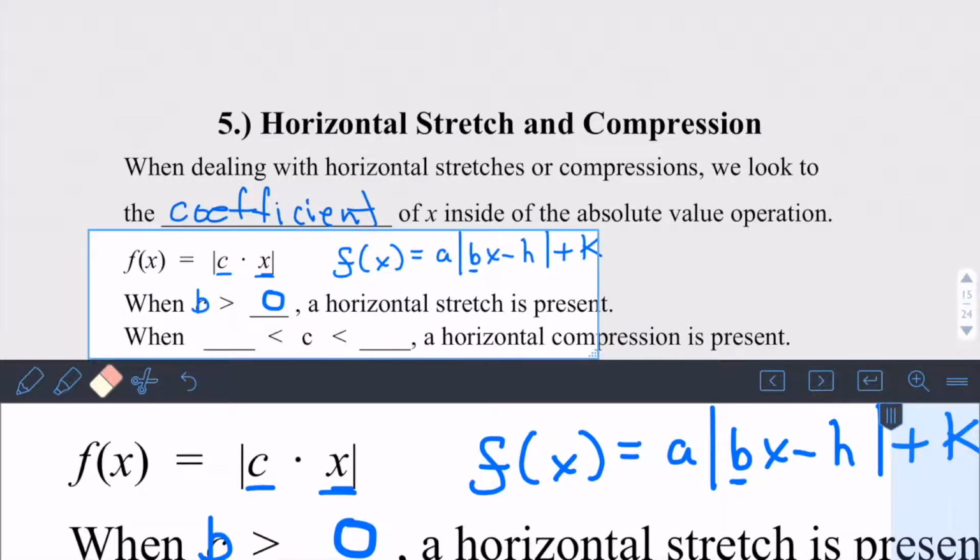and we have a typo here because when the b variable is greater than 0, we actually have a horizontal compression or shrink, because when we're inside the absolute value expression, remember everything's the opposite of what we think.